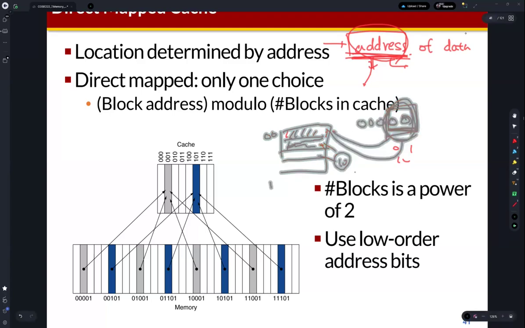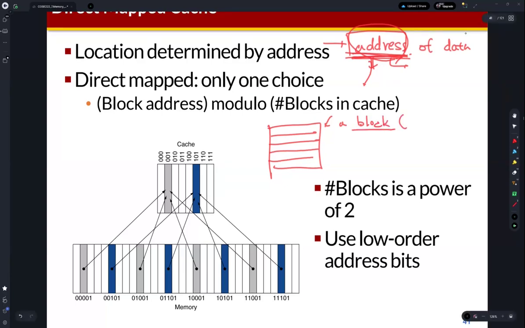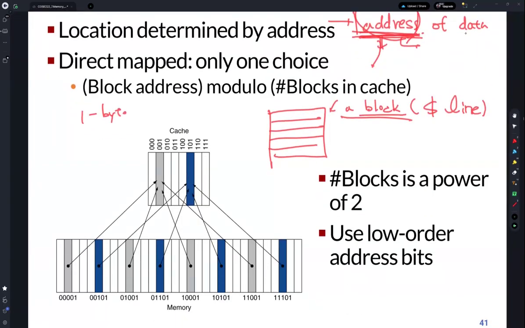But think about this. The cache actually includes many entries, and an entry is also called a block, or a cache line. An entry in a cache is also called a cache block or a cache line. So think about this: if the cache block size is 1 byte, then is it efficient?